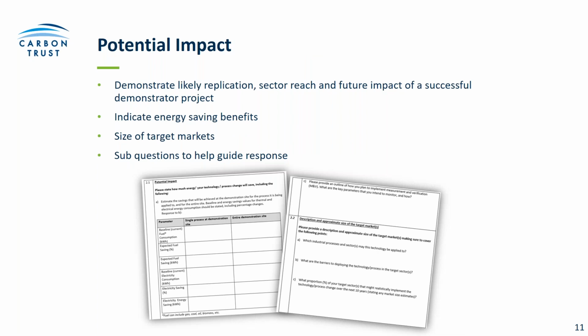The next section moves on to potential impact, where we're looking at what the likely replication is, what the potential sector reach is, and what the total impact of a successful demonstrator project could be. The intent here is to be able to describe, starting with the energy saving of the technology, and build this looking at the individual demonstrator process itself, what the potential benefits are relative to the demonstrator site, and then moving into a description and looking at what the approximate size of a target market would be. And as we said earlier, there are sub-questions throughout the sections which help guide your responses.